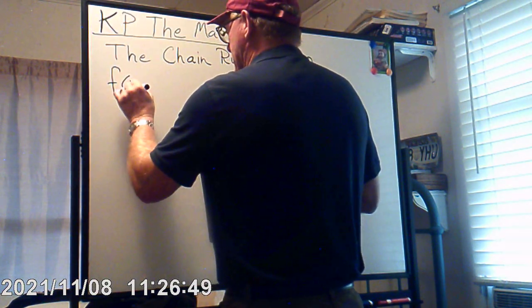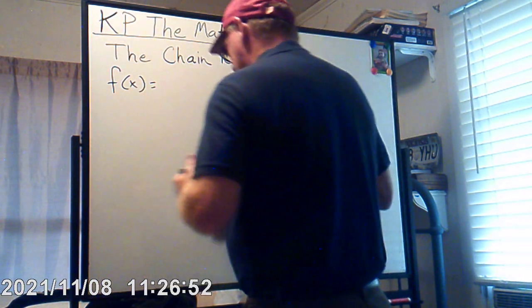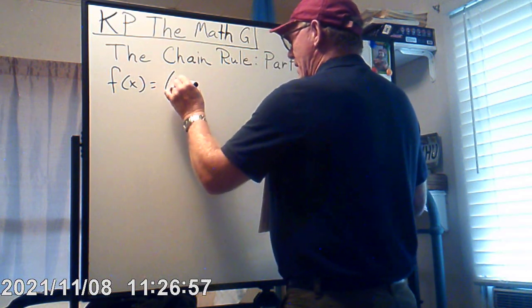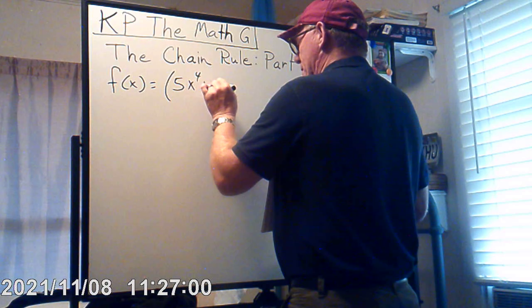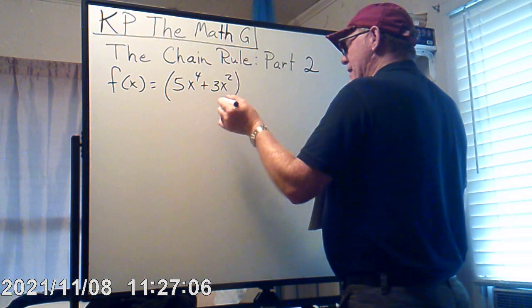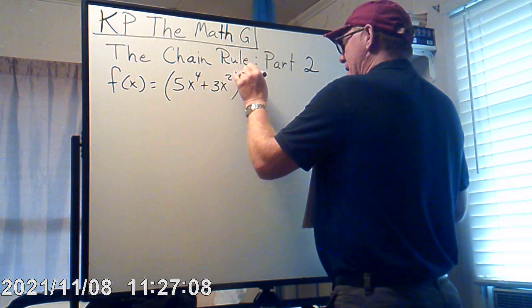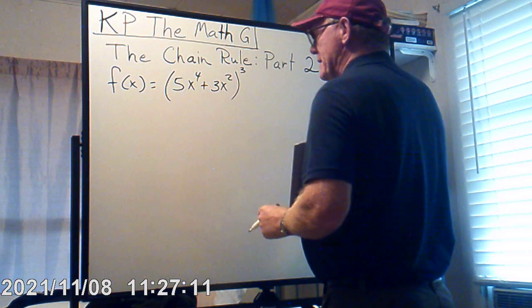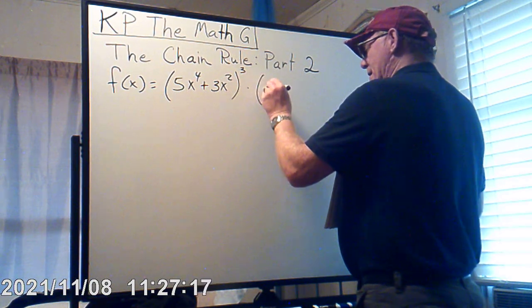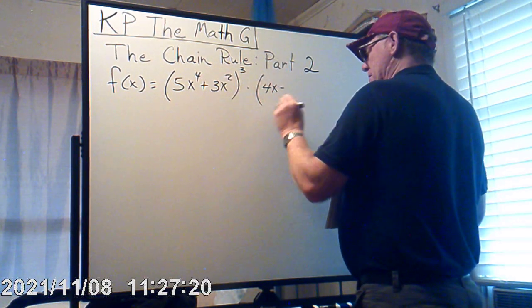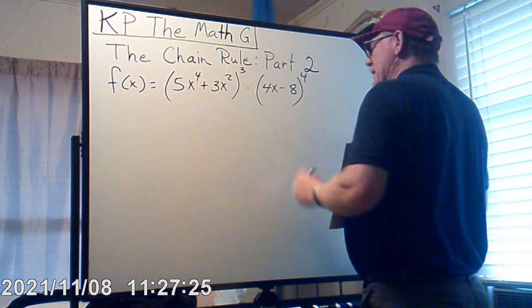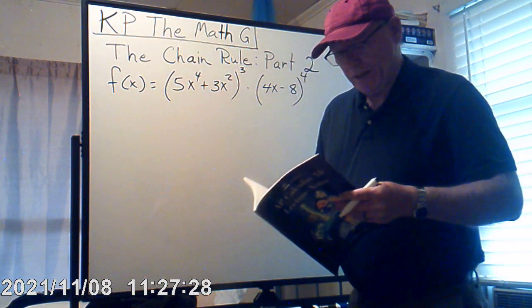f at x is equal to, and I'm not using the exact same one, but it's kind of similar to it. Let's go with 5x to the 4th plus 3x squared. Okay, and let's literally bring this up to the 3rd power. Okay, and then times, let's do this again, 4x minus 8, and let's raise this to the 4th power. Okay, something like that.